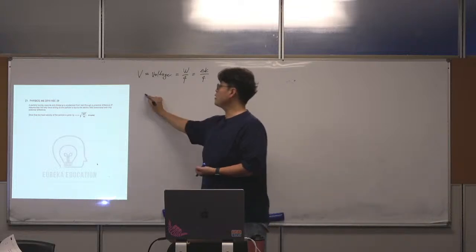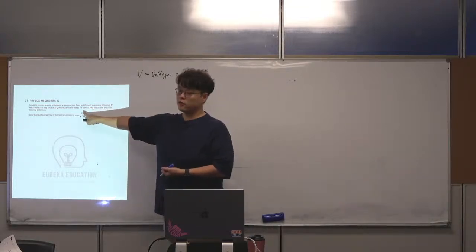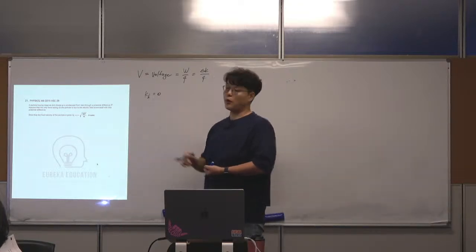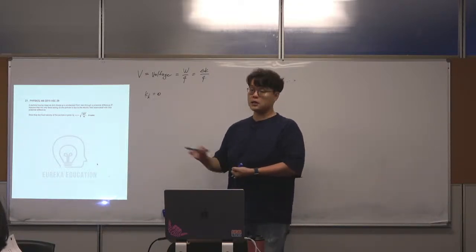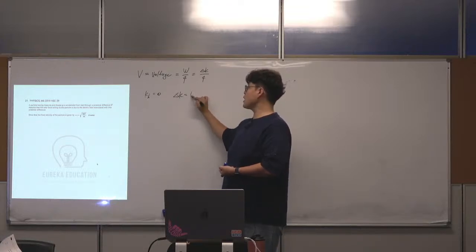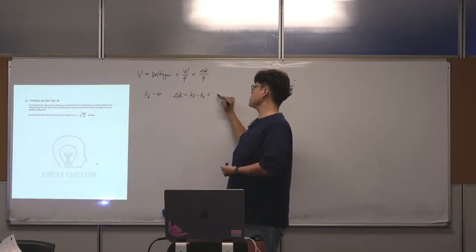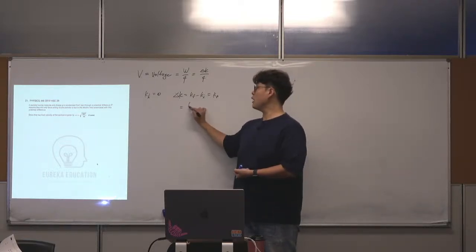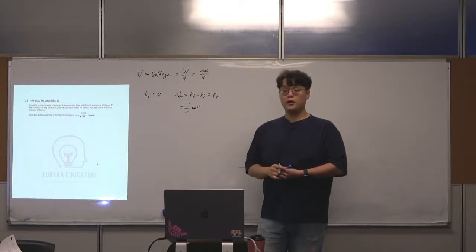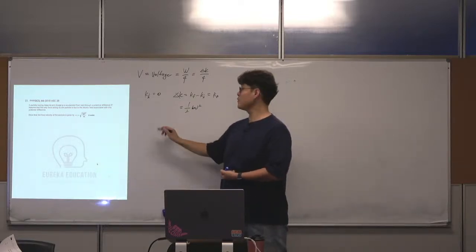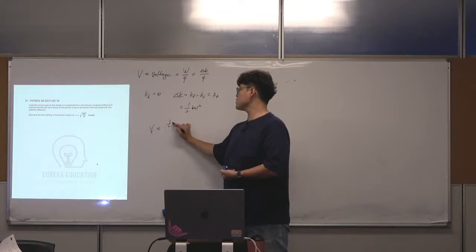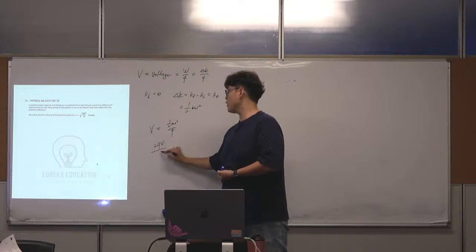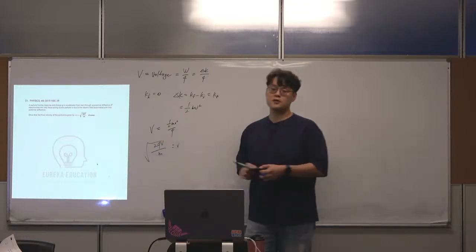Now, delta K means change, the difference, and the question specifically gives you that it is at rest, so the initial K would be 0. Does it make sense? Delta K, which is K final minus K initial, in this case would simply be K final. How to find the kinetic energy? Half mv squared. So V equals half mv squared over q, and with that, the square root of 2qV over m equals v straight away.